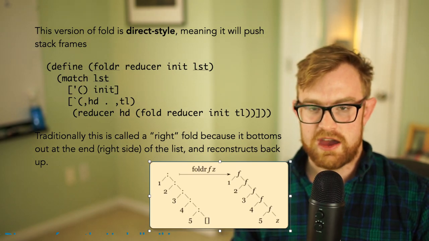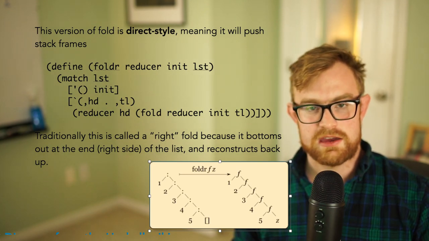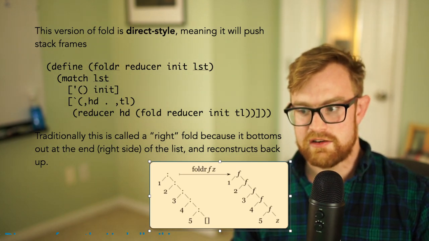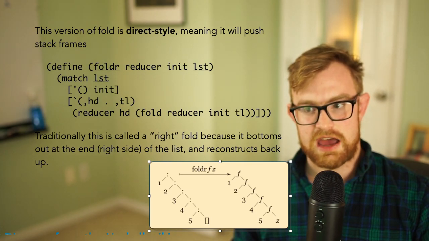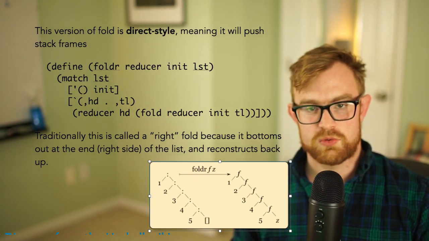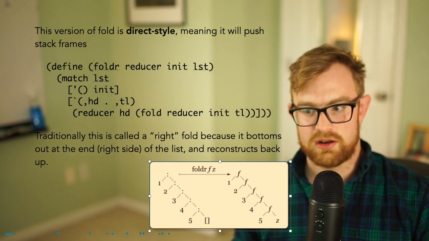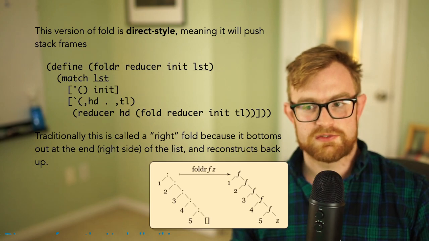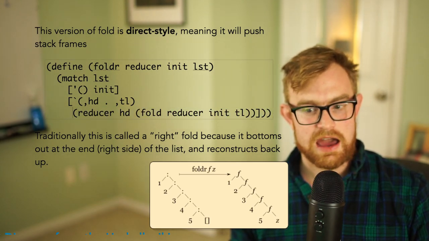So for example, if f is plus of the accumulator and phi, and this z right here is 0, then that would be 5 plus 0, which would then, this f right here is sitting on the stack, that would be 5 plus 4, then 3 plus 9, and then 12 plus 2, and then 14 plus 1 to get that final result. But note, this fold R, this is the right fold, it does leave something on the stack.